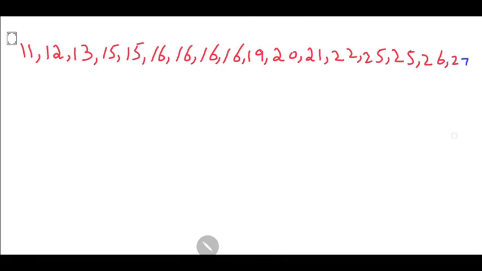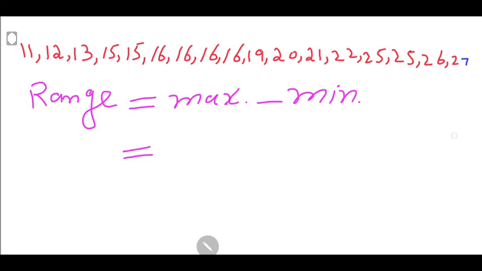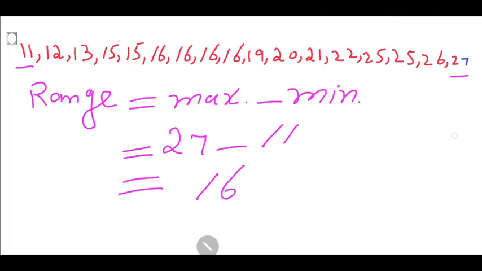Now we need to determine the range. The range is the difference between the maximum and minimum values in the data set. So the range is equal to the maximum value minus the minimum value. The maximum value we got is 27, minus the minimum value we got, 11. So my answer is 16. The range is 16.